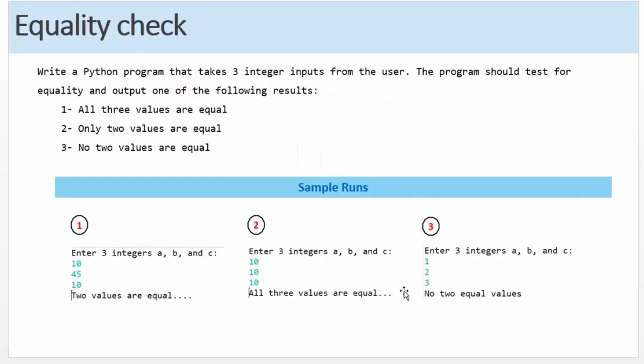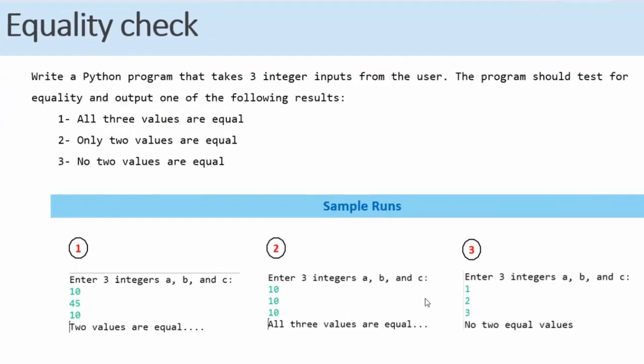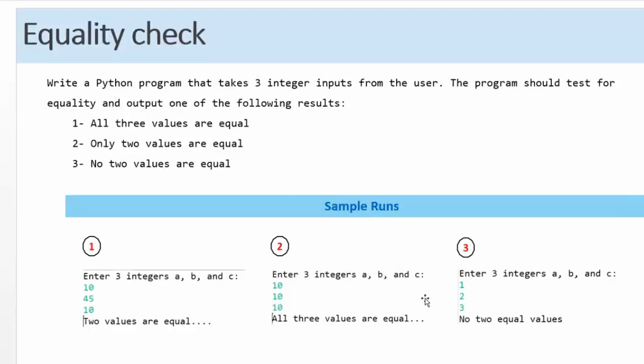Let's see the first question, equality check. The user inputs three numbers, and you should tell him if they are all equal, or only 2 are equal, or none of them is equal to any other number. In the sample run, enter 3 integers A, B, C: 10, 45, 10, then you get the output, 2 values are equal. In the second run, if you enter 3 equal numbers, you get all 3 values are equal. And in the third run, you get that no 2 values are equal.